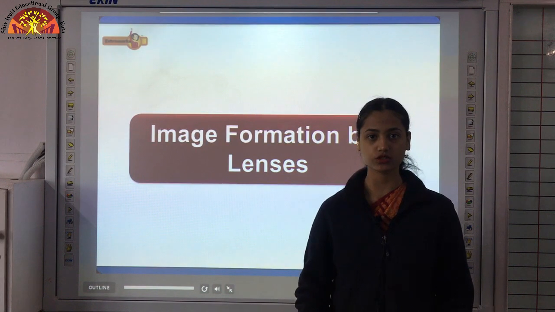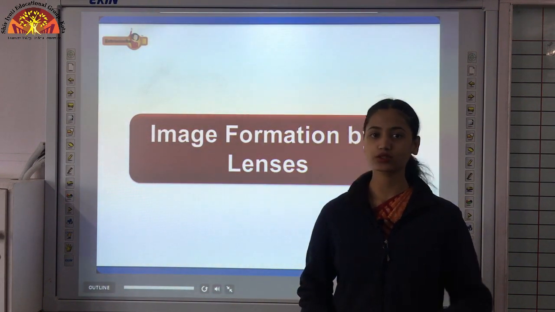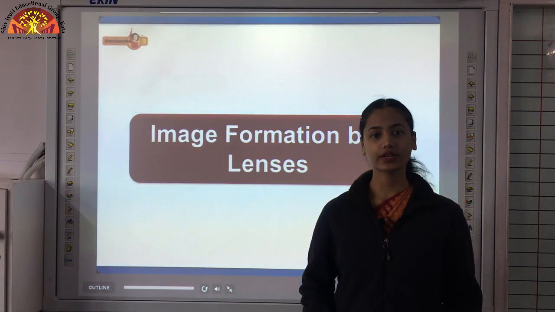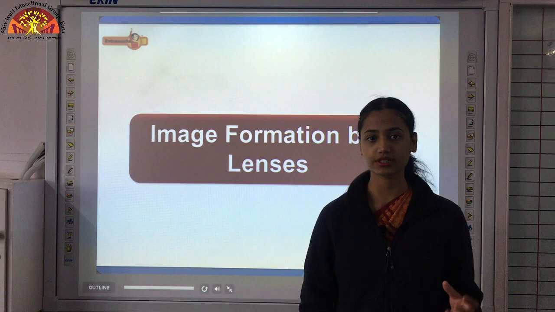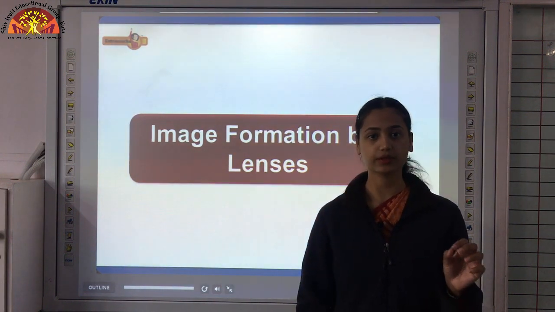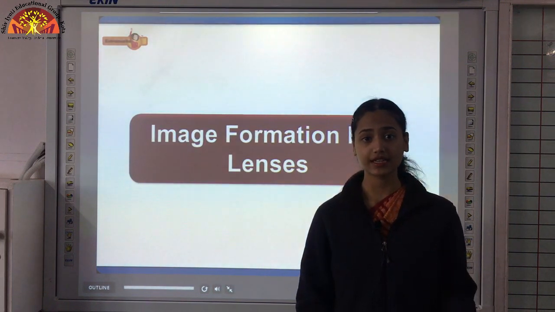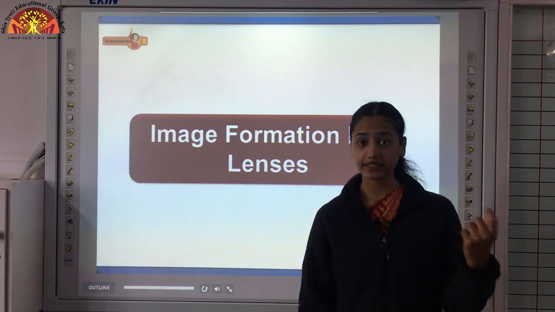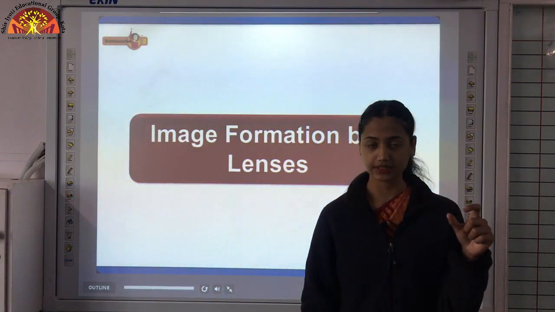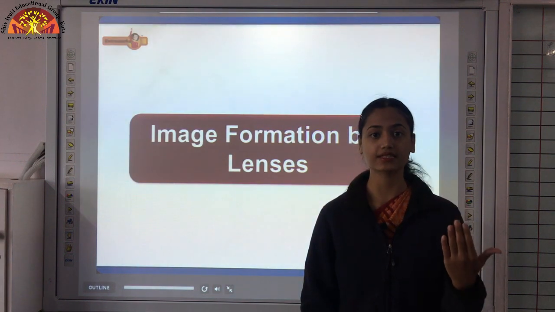Before starting this topic, you should first know what lenses are. Nowadays you take so many photos, selfies, and there are professional shoots. You have seen that in our mobile phones and cameras there is a lens. The kids who have spectacles, there is a lens in their spectacles. Our human eye, the very best example, also has a lens.